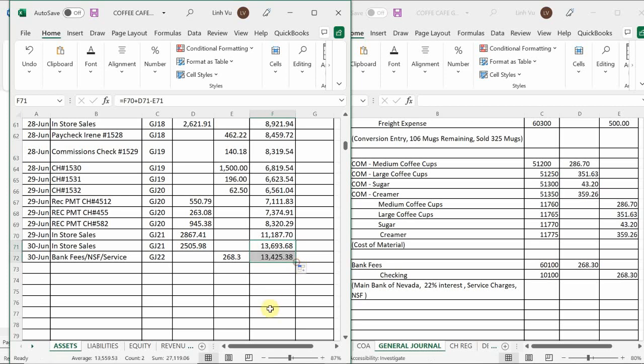I got 13,425.38. Good. Good. All right. And then I have to incur those bank fees.